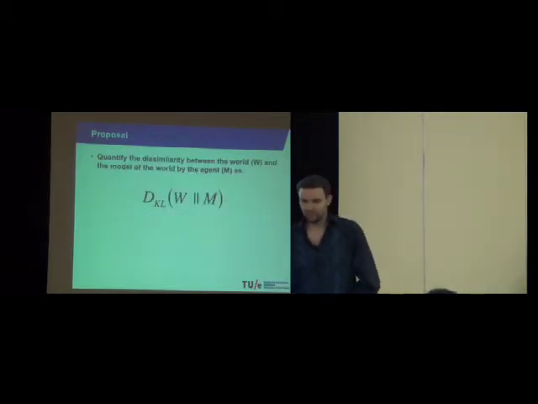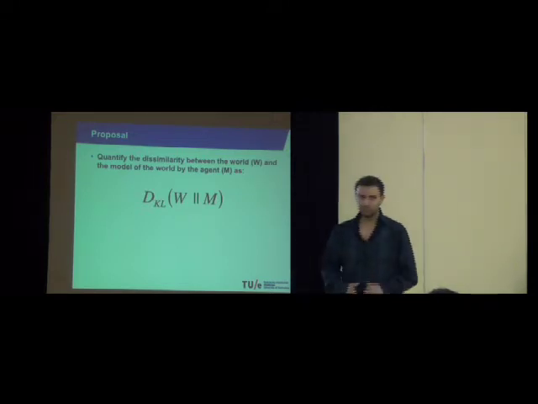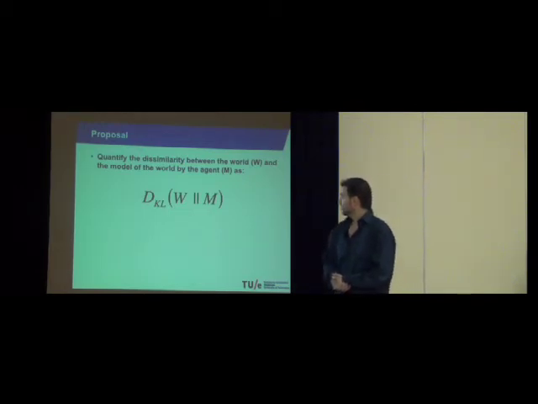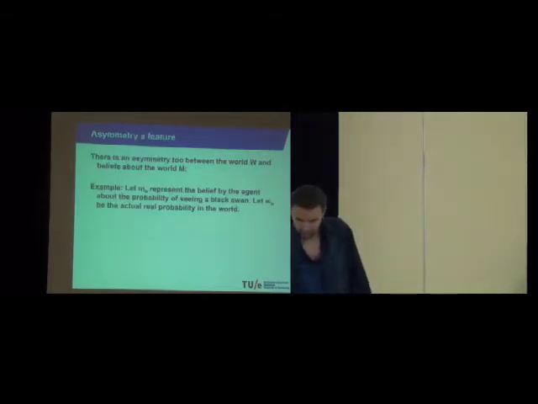But I want to propose it anyway as a kind of distance for my problem with an agent that wants to model the world. To quantify the similarity between the world and the model of the world by the agent is the Kullback-Leibler divergence between the world W and the model of the world called M. And I will give some reasons why this could be a good proposal.